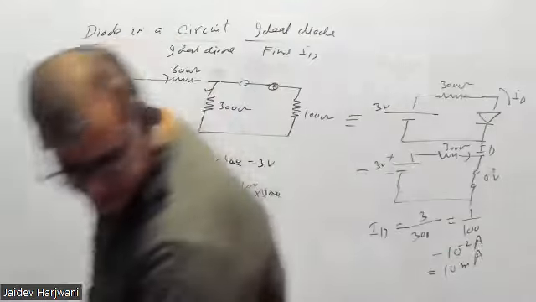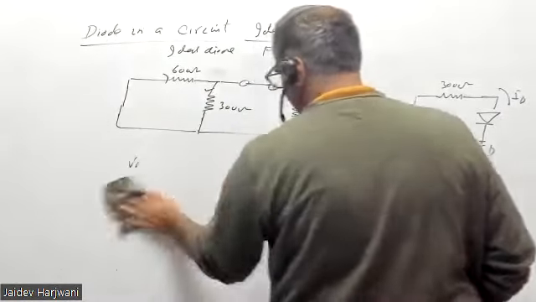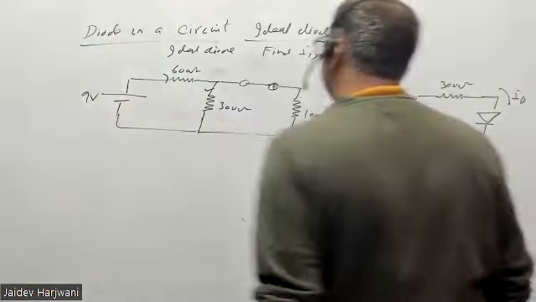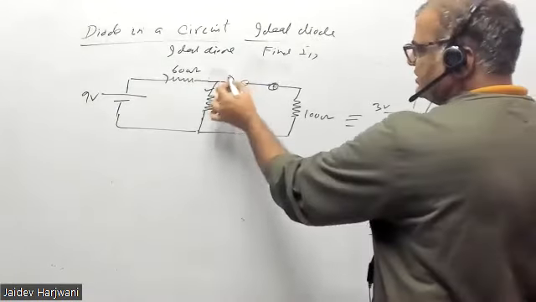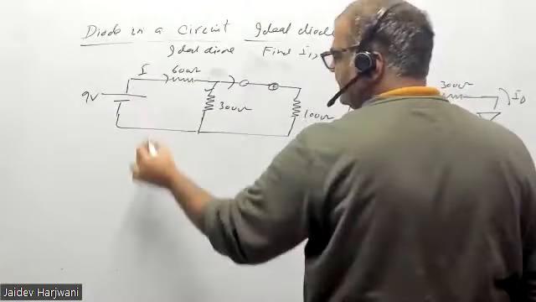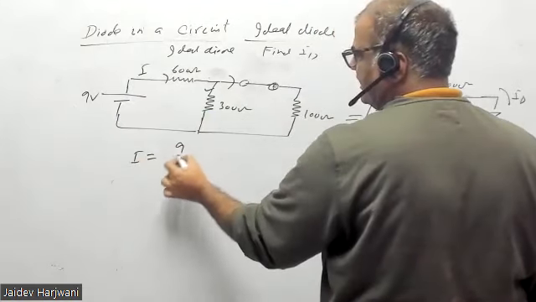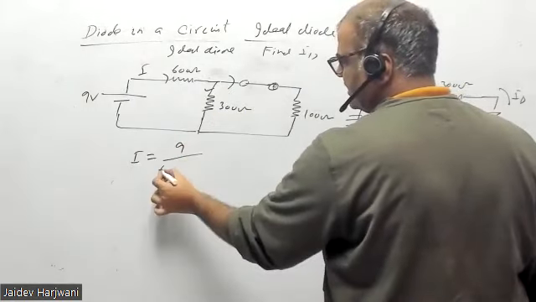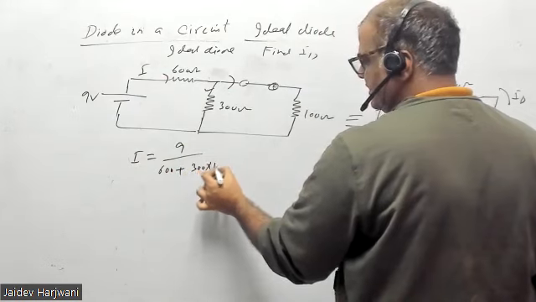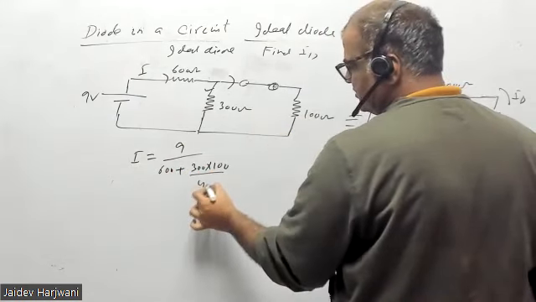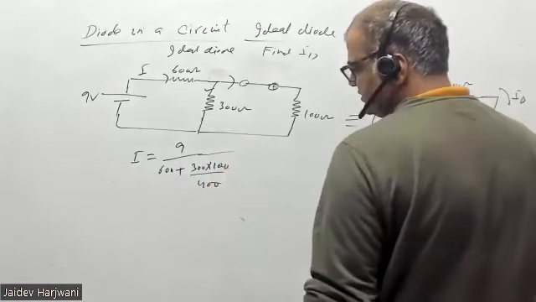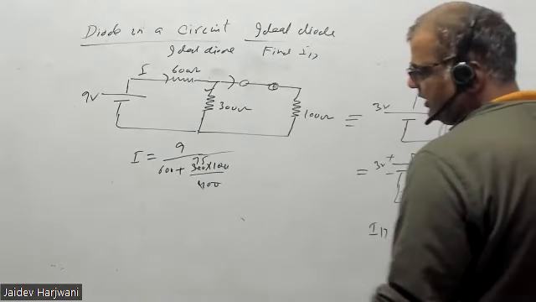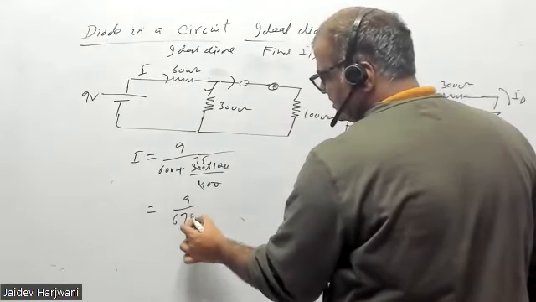Let us check. Suppose here a 9 volt battery is there. I'm not replacing it by this one. Now I want to find how much current is coming here. First I will find the total current I. Total current I will be 9 divided by the total resistance, which is 600 plus 300 and 100 in parallel, that is 400, so 675. So this is 9 upon 675.